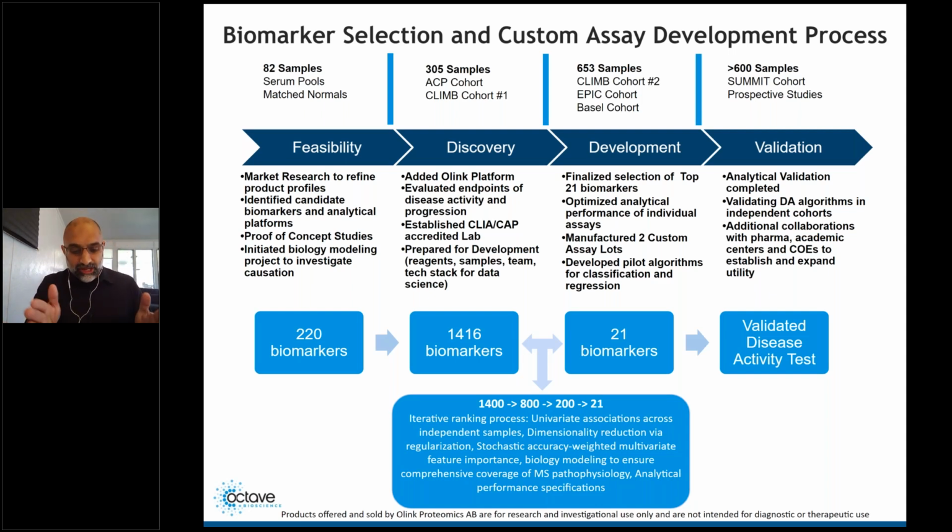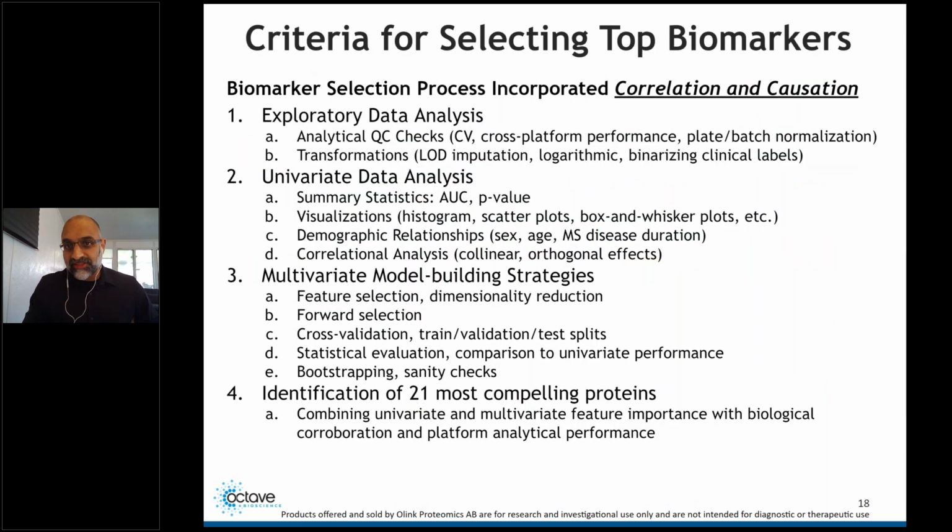And we went through an iterative process where we successively honed in on the number of biomarkers that we would include on the final panel. And the criteria that we used incorporated both correlation and causation. And so this was the process that we went through.